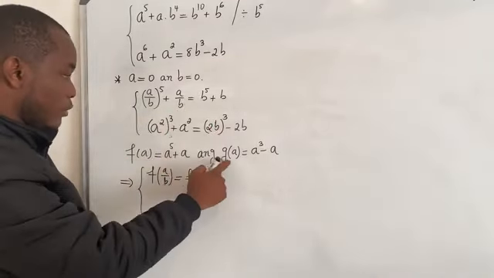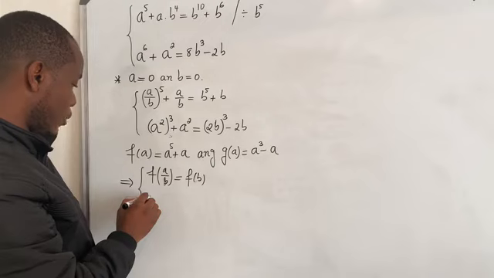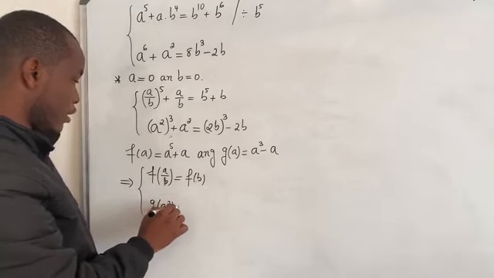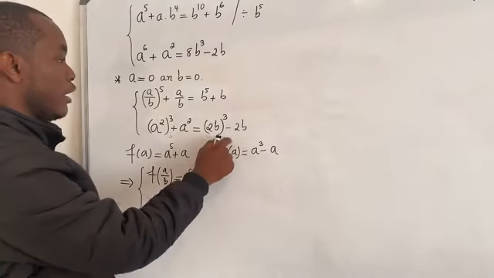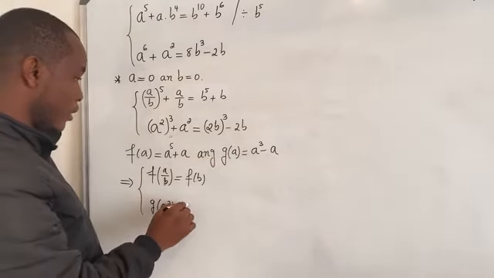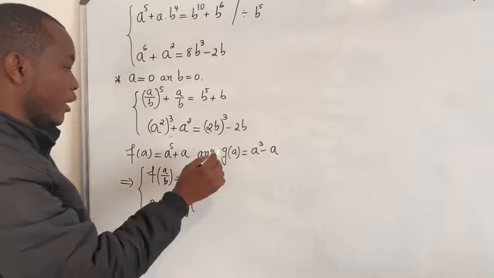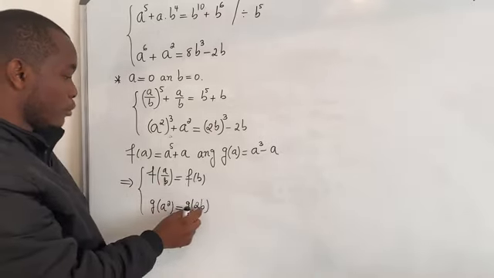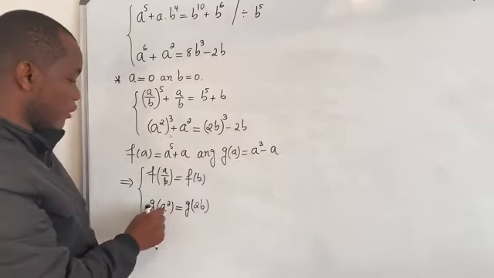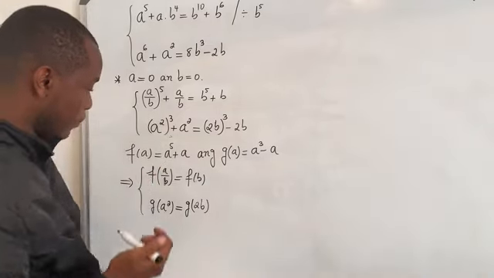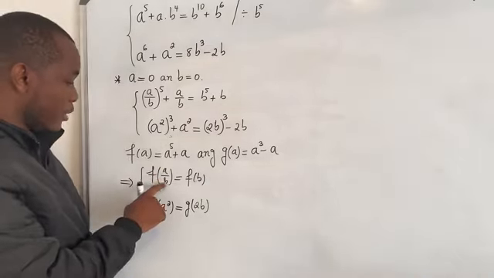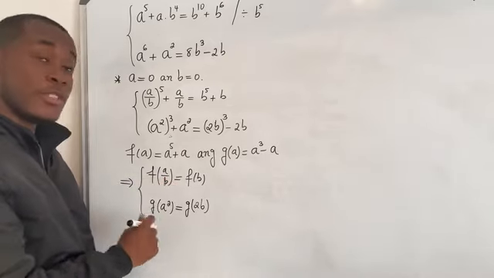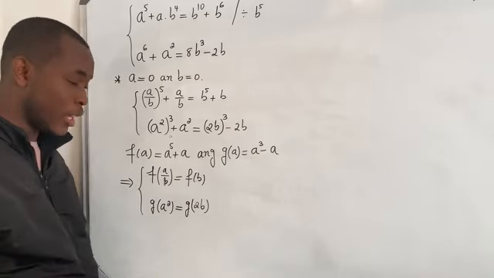Now, the second line in g of a was found by finding g of a squared, and the other side was found by finding g of 2b, because if we put 2b there, then verify. If we put 2b here, we get this expression, and if we put a squared, we get the other expression. So now we have f of a over b equal to f of b, and g of a squared equal to g of 2b. This is a very difficult exercise, I know, but I'm sure you're getting our procedures.